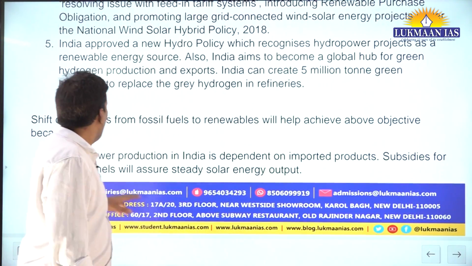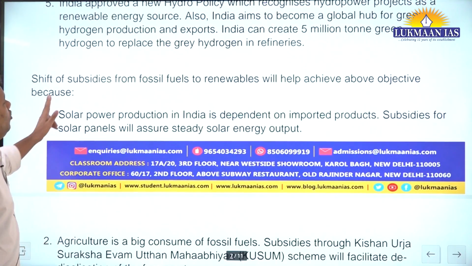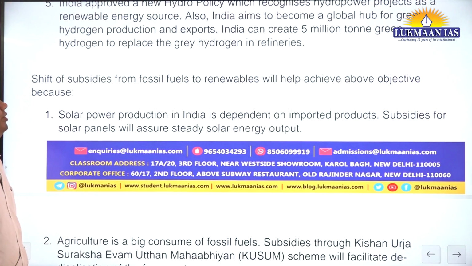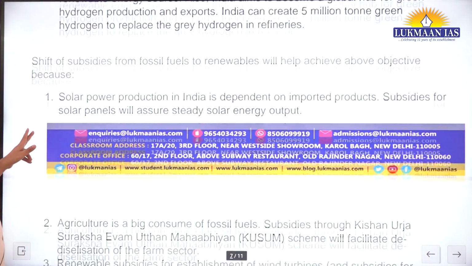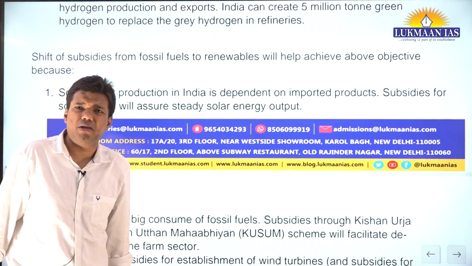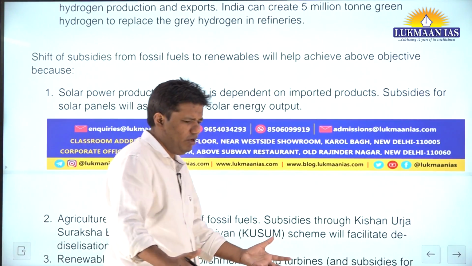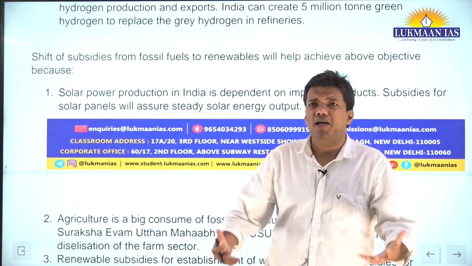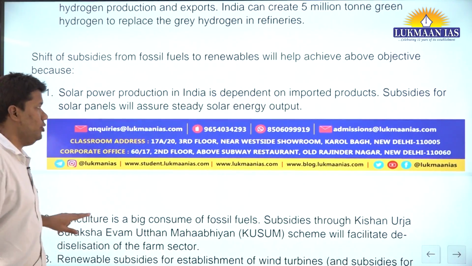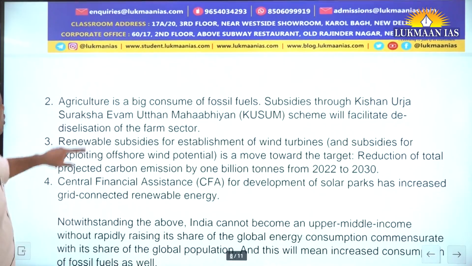Fine. Shift of subsidies. Now, the second part of the question is that shift of subsidies from fossil fuels to renewables will help achieve our objective. How? Let's say you are providing a solar subsidy. Solar power is dependent on your import, and the import costs are rising. So subsidies for solar panels will assure steady energy output.